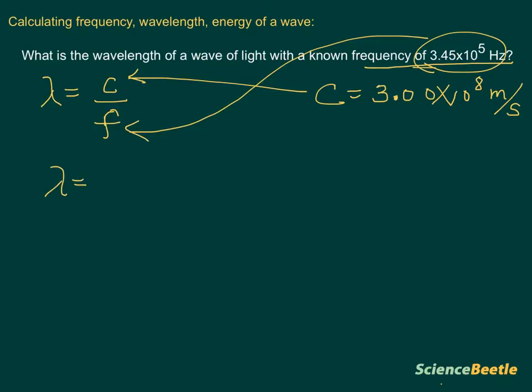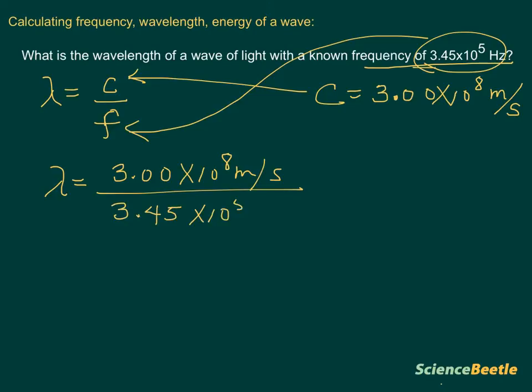So we'll have wavelength is equal to 3.00 times 10 to the 8 meters per second, and then we're going to divide that by the frequency, in this case 3.45 times 10 to the fifth hertz. One thing to keep in mind here is that the hertz is going to cancel out with the seconds, leaving us the units that we're interested in, which is meters. If we carry this math out, we come up with the following answer: 869.565, and there's more numbers here. I'll just go up to this point.